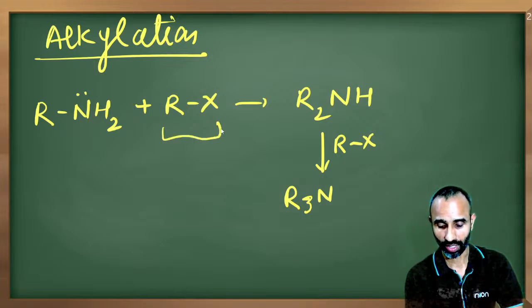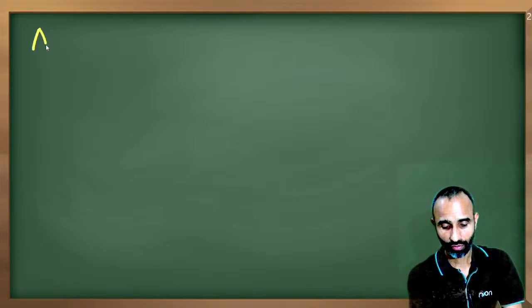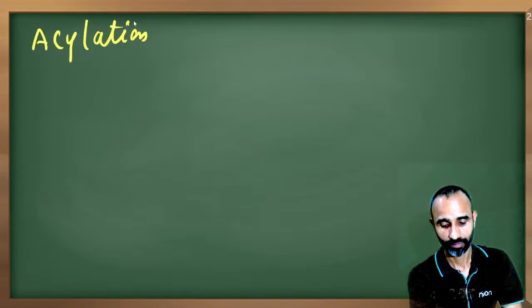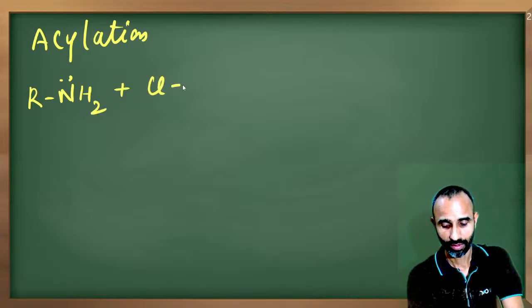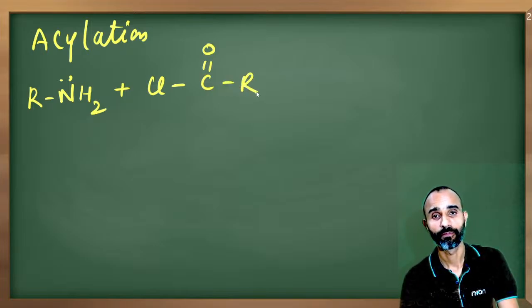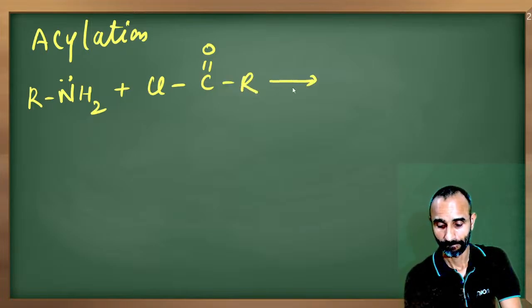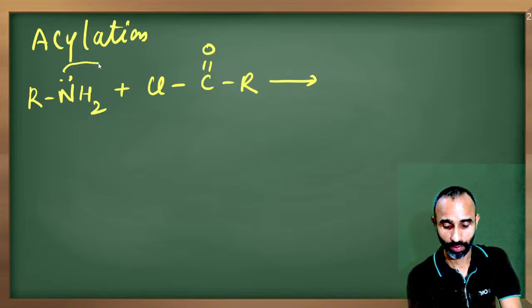So this is the method used for alkylation. We use alkyl halides. And for acylation, this is ammonia. If we use acid chloride, you know, this lone pair will attack on carbonyl carbon.